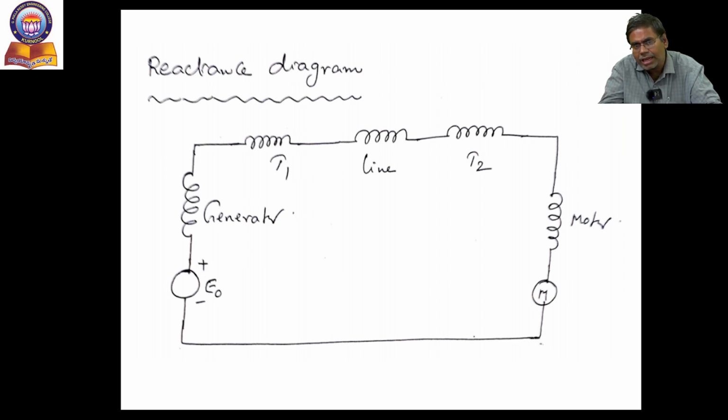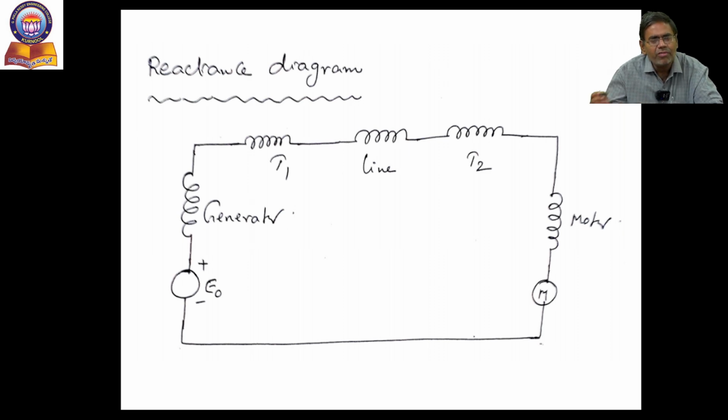Next, by drawing the reactance diagram by simplification, the impedance diagram is converted into a reactance diagram by making some assumptions. The resistance of the generator is neglected. In the case of the transformer, magnetizing components and series resistance are neglected, and in the transmission line, shunt admittances and series resistance are also neglected. In the case of the motor, the resistance is neglected.